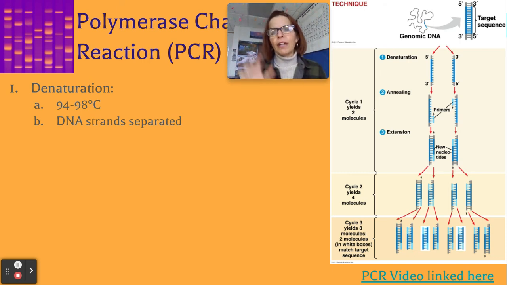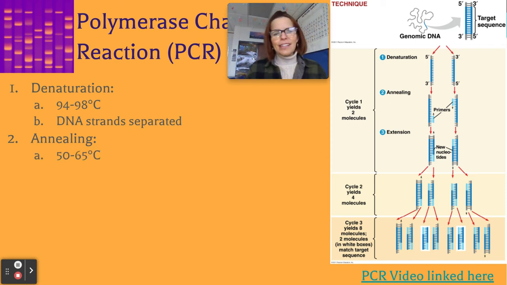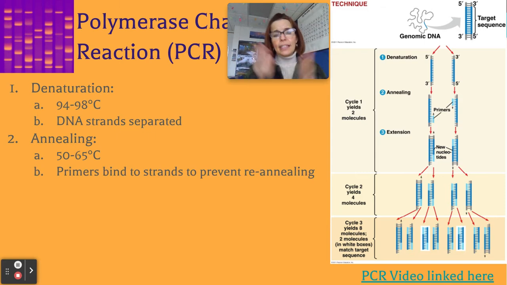Take a look at the diagram. You've got a target sequence. They denature it, so the target sequence is now two separate strands. They're single-stranded, but they're super attracted to each other. So if we cool it down, they're just going to come right back together again. So before they cool it down, they add some primers that snap on and prevent the two from being able to come together. Notice the primers in the diagram where it says annealing. Those primers get in the way, prevent the two strands from coming back together, and provide a starting point for the next step.